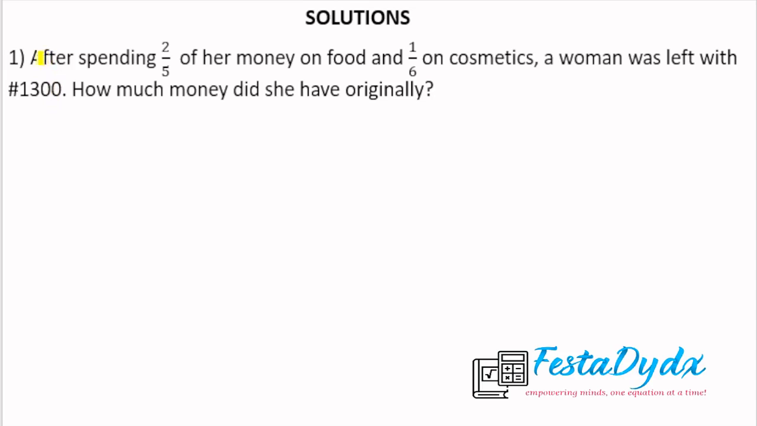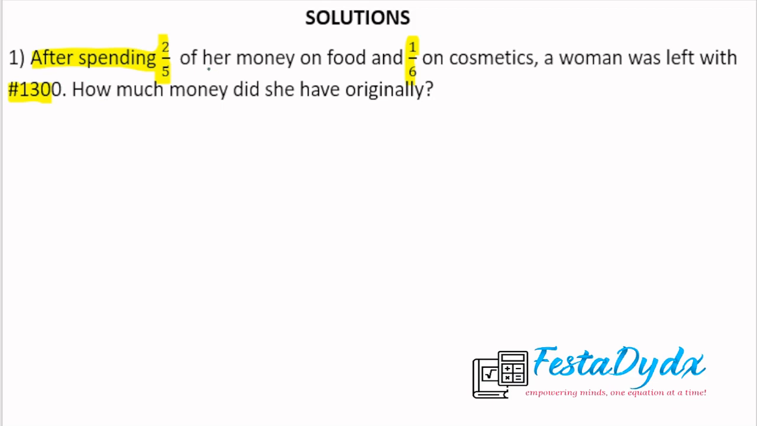It says, after spending 2/5 of her money on food and 1/6 on cosmetic, a woman was left with 1,300. How much money did she have originally? So the question here, we have to look for the amount of money she had originally. For us to do that, we have to break this word problem into a mathematical expression.